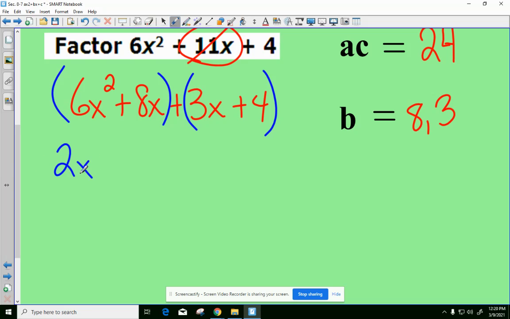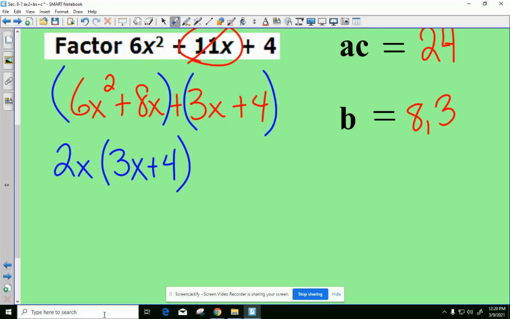Okay, they share a 2x in common, leaving behind what? Aiden? Good. So if I take a 2 out of 6, I get a 3. If I take an x out of x squared, I get an x behind. In the second half, if I take a 2 out of 8, I get a 4. If I take the x, that's the end of it.